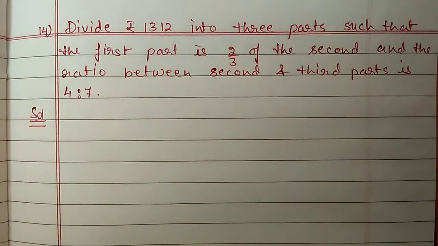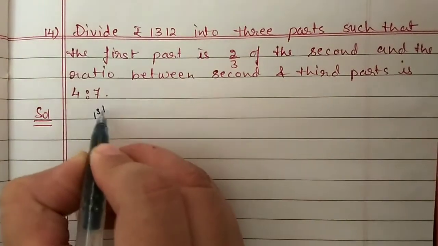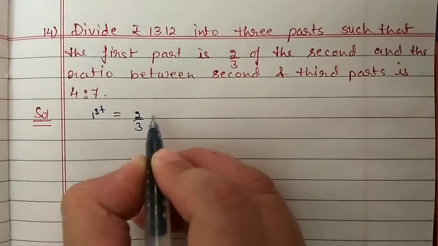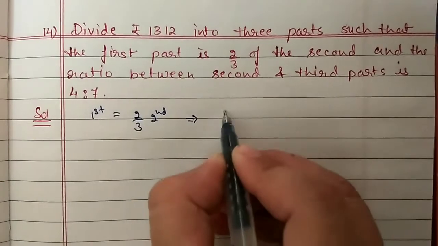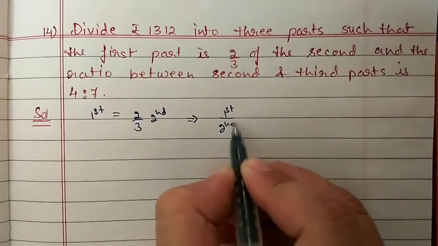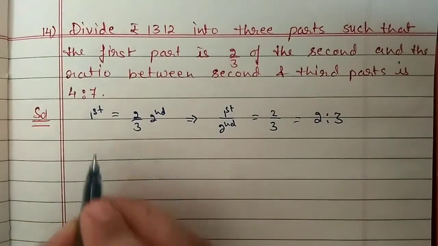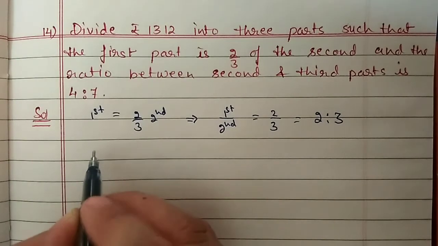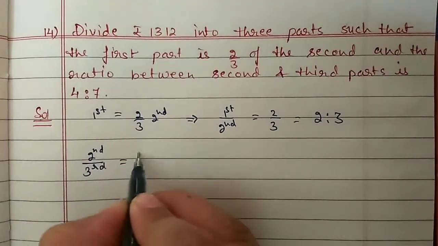Next, question number 14. Divide 1312 rupees into 3 parts such that the first part is 2/3 of the second part and the ratio between the second and third part is 4:7. So first it is given that the first part is 2/3 of the second part. This second part if we shift here, then we will get first part divided by second part is equal to 2/3, or the ratio is 2:3. Now for the second and third, it is given second part divided by third part is 4:7.